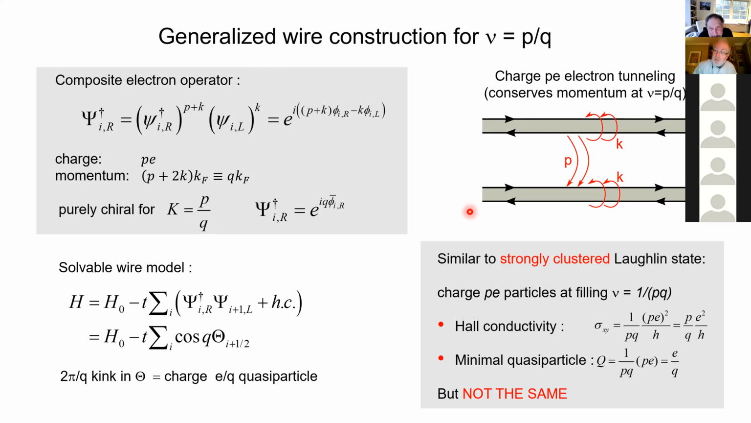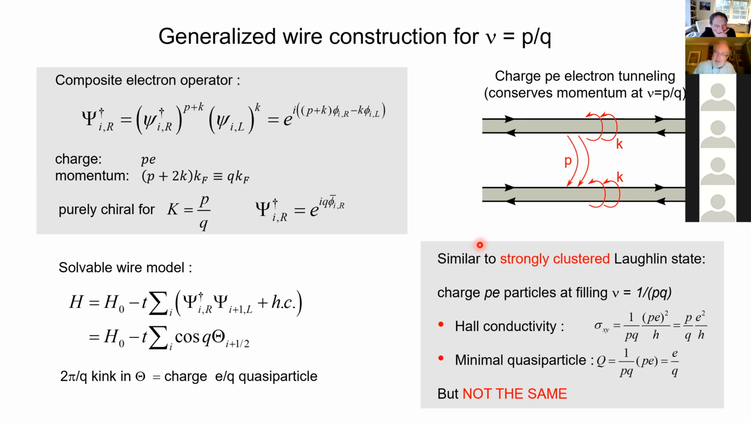I'm confused about one stupid thing. What's k? K is the number of backscatterings. And how's that related to q? Oh, I see. Q is equal to p plus 2k. Yeah, okay, sorry. Good. I should have been specific about that. So, yeah, right. It's not the sort of multi-component quantum Hall states.